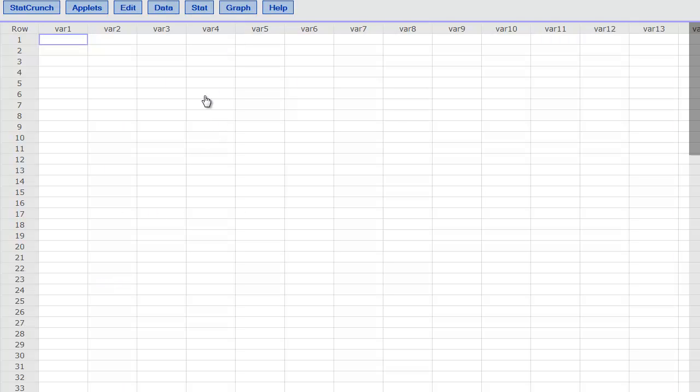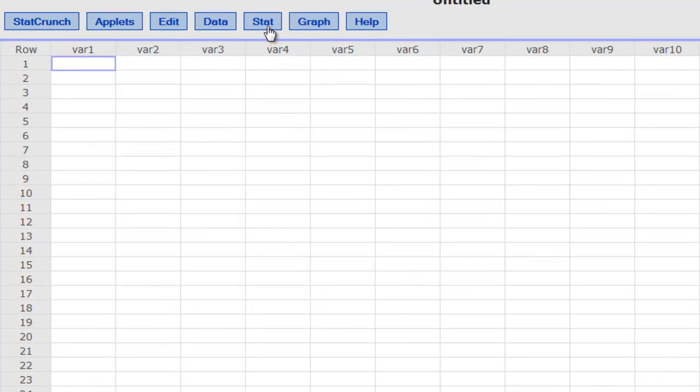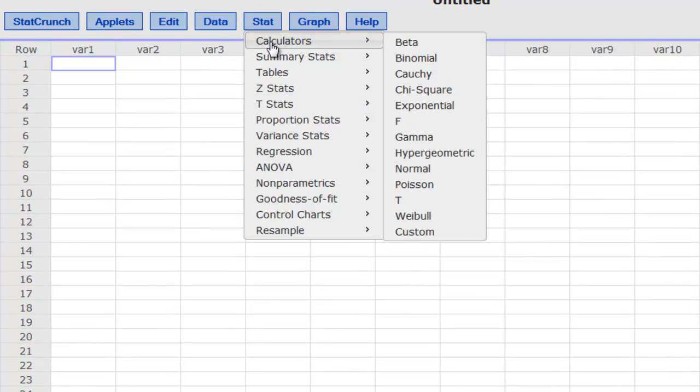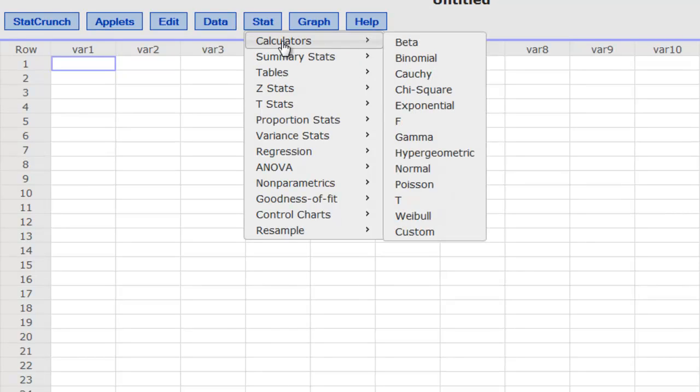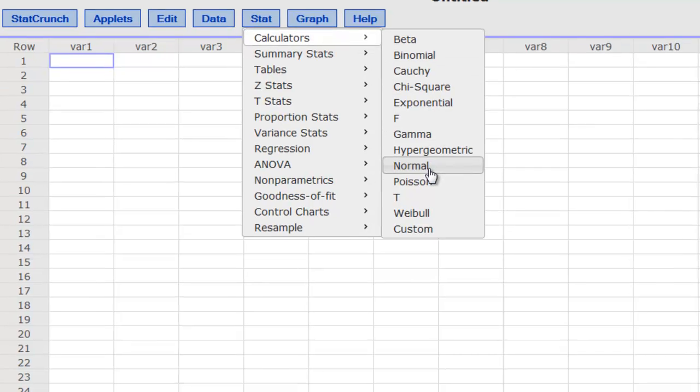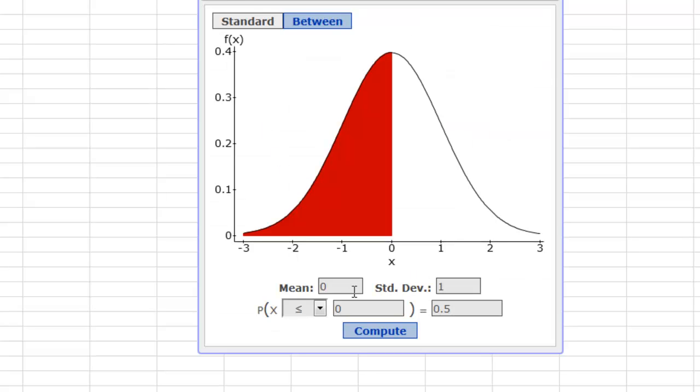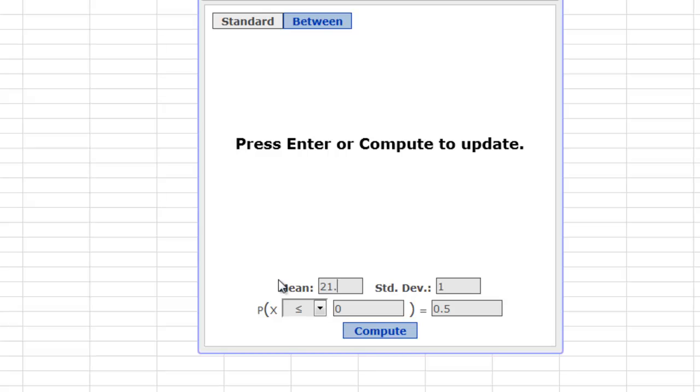StatCrunch. So to do it in StatCrunch, you go to Stat, Calculators. So this says tables. That's actually not the tables like we call them in the book. We go to a calculator and normal distribution or the Z distribution. And you can change the mean and standard deviation. So in our example, the mean was 21.1 and the standard deviation was 5.3.